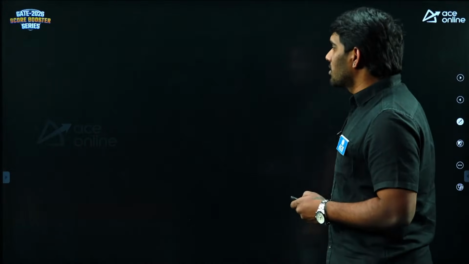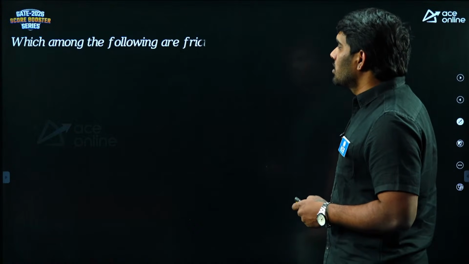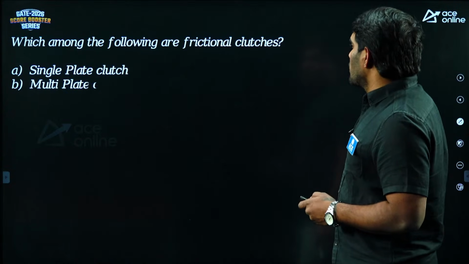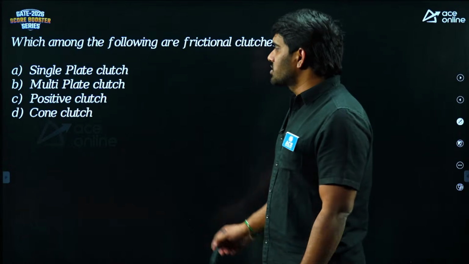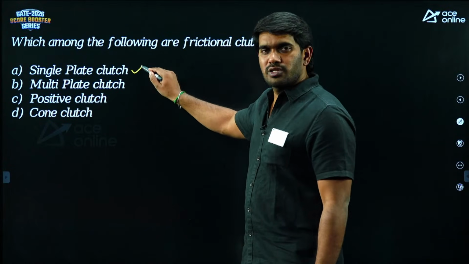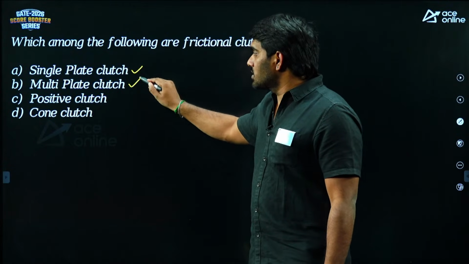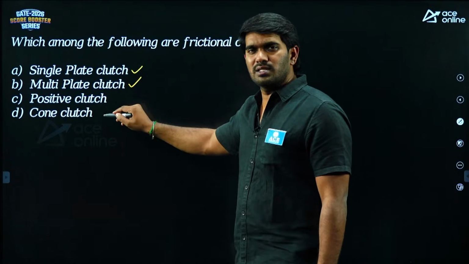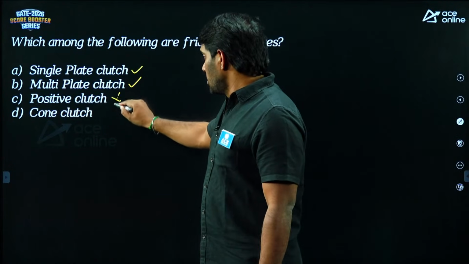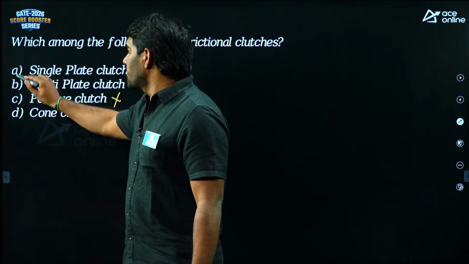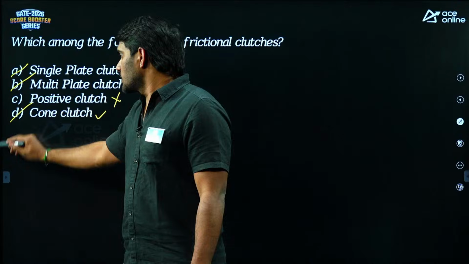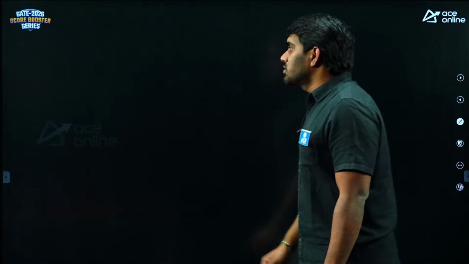Okay, now moving ahead, let's see the next one. Which among the following are frictional clutches? Okay, observe and say what is a frictional clutch here. Is single plate clutch a frictional clutch? Yes. Is multi-plate clutch a frictional clutch? Yes. Is positive clutch a frictional clutch? No. And here a cone clutch is a frictional clutch. So the answer here is A, B as well as D. Moving to the next question.